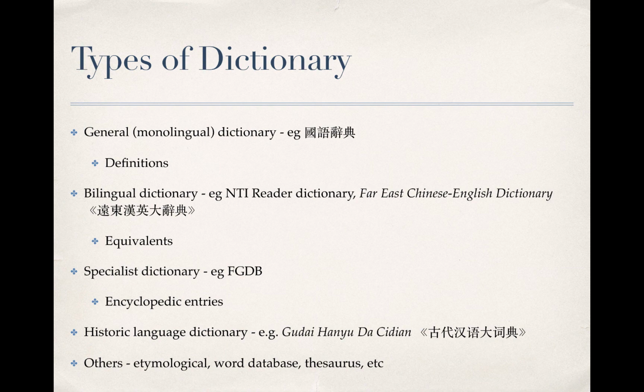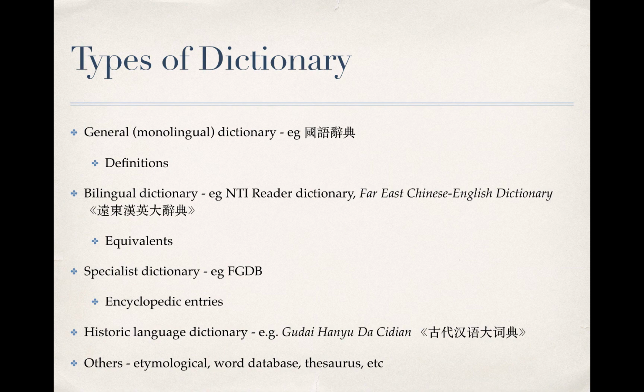Bilingual dictionaries. The NTI Reader Dictionary is an example of a bilingual dictionary. Another example is the Far East Chinese English Dictionary, Yuandong Hanying Dacidian. The defining characteristic of these kinds of dictionaries, and the most important characteristic, is the equivalence. If we're translating from Chinese to English, we'll have English equivalents for the Chinese words. Mostly these dictionaries don't contain definitions. So when we have the English part, that's not a definition, that's just an equivalent, and we don't necessarily need a definition because we know what the English equivalent means in English.